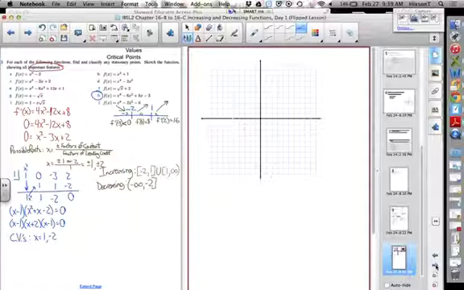Negative 2 and 1. Well, we know there are critical values at 1 and negative 2. We need the actual points, right? So we're going to plug 1 and negative 2 into the original function. So I need the point 1, and it's going to be 1 minus 6 is negative 5, plus 8 is 3, minus 3 is 0. So 1, 0 is right here.